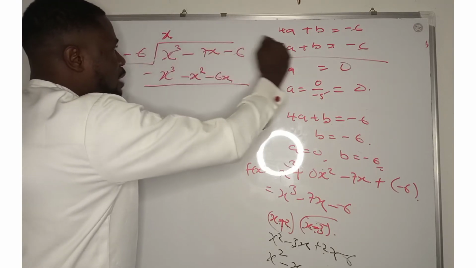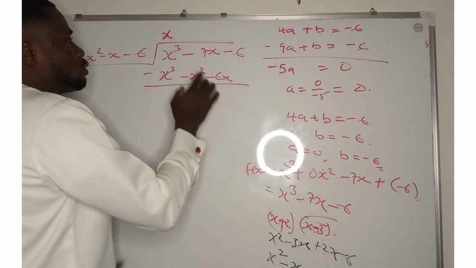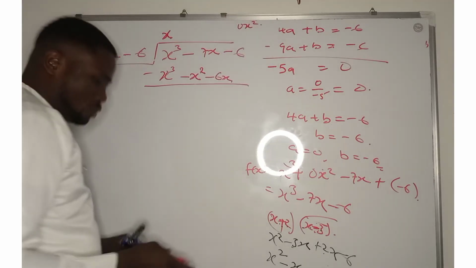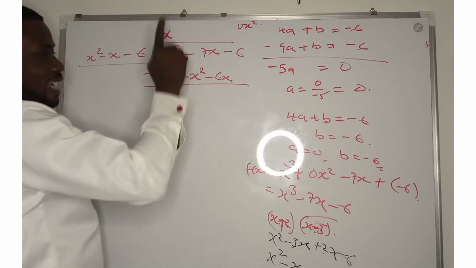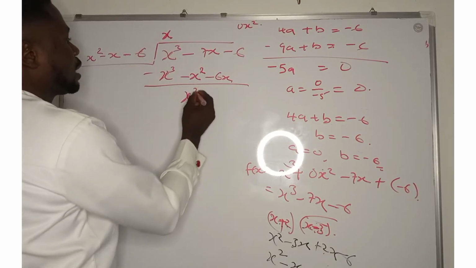On this line, there is no x squared. It therefore means that x squared here is 0. Meaning that if I had to introduce x squared here, I would have introduced 0x squared. That's what I would introduce, so that it becomes 0x squared minus x squared here. That will give us plus x squared.